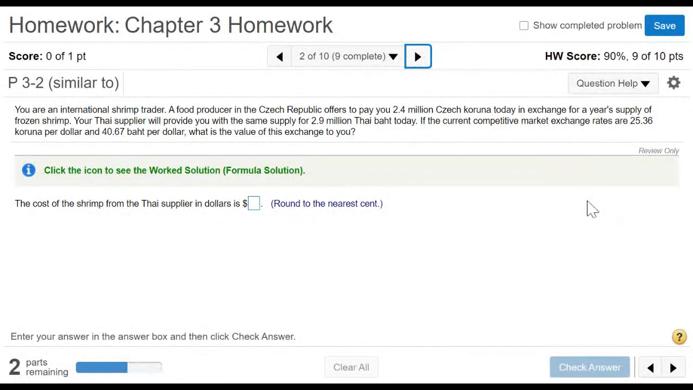Now, somebody was questioning me the other day. You're an international shrimp trader, and a food producer in the Czech Republic comes up to you to supply you frozen shrimp, and then the same with Thailand, with the Thai baht, at current competitive market rates, whatever the exchange rate is. This is a finance class, okay? You are an international shrimp trader, or any type of trader, and things come across your desk.